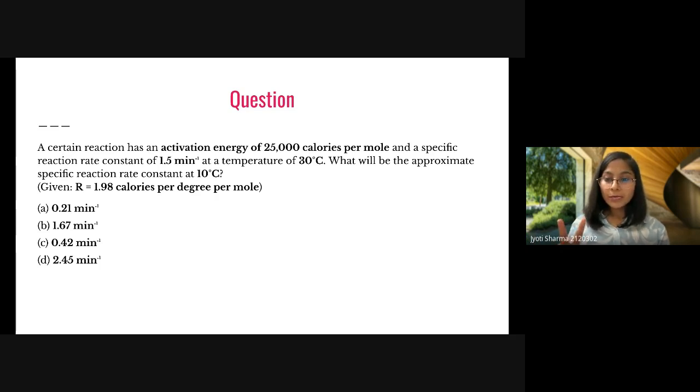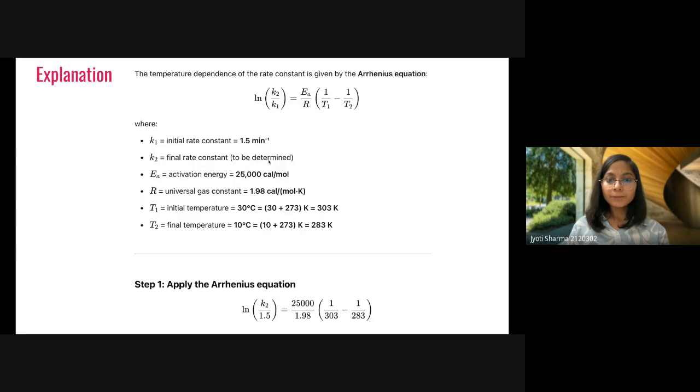So you have two temperatures, T1 and T2. T1 is 30, T2 is 10. You have the activation energy, which is 25,000. You have one rate constant, and the second rate constant you have to calculate. Okay, so we have just one simple formula.